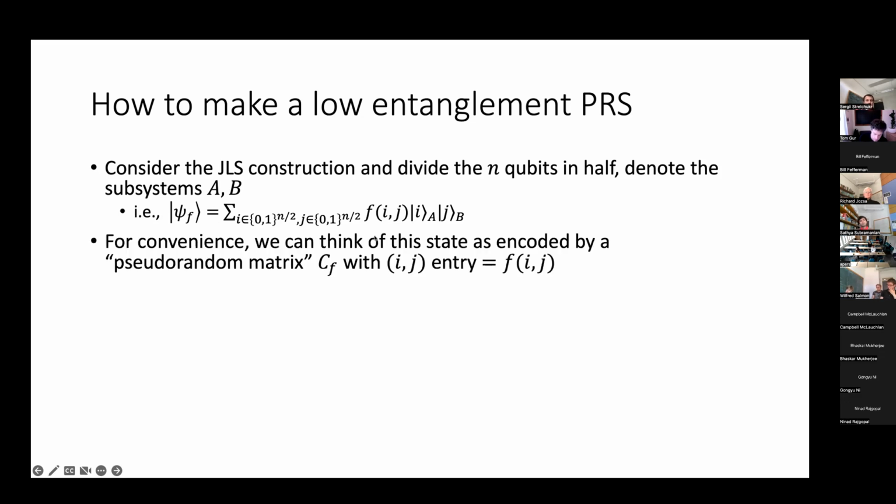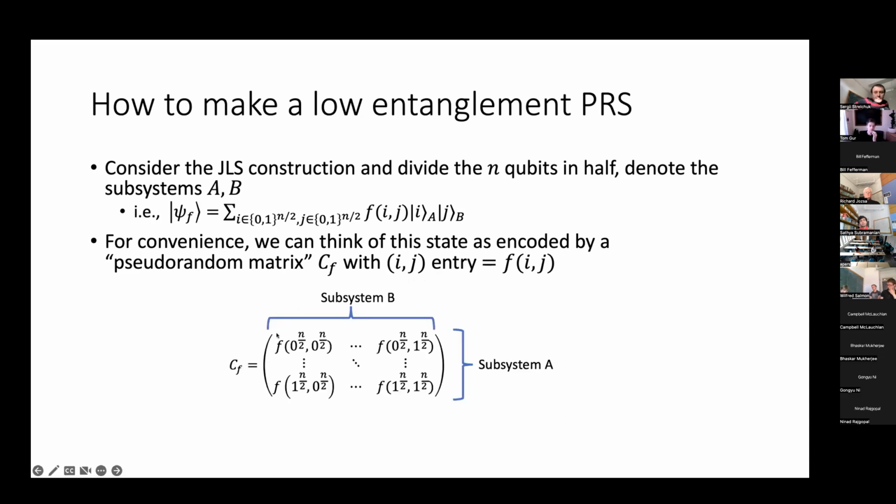For convenience, we're going to think of this state as encoded by a pseudo-random matrix, which we'll call CF. CF is the matrix whose ijth entry is equal to Fij. It's encoding the truth table of this PRF. More formally, CF is a 2 to the n over 2 by 2 to the n over 2 matrix whose rows are indexed by basis vectors of subsystem A and whose columns are indexed by basis vectors of subsystem B. This is really just another way of directly encoding this binary phase state.